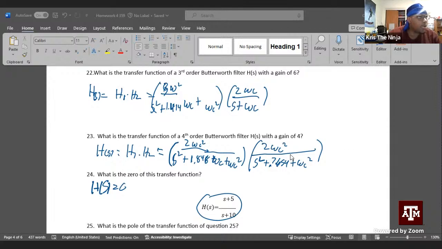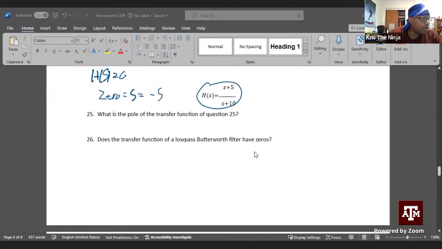Let me scroll down a little bit for y'all. The pole is actually where it's infinite. So H(s) equals infinity, and then you would say s at this point equals -10. The transfer function of a low pass, does it have zeros?